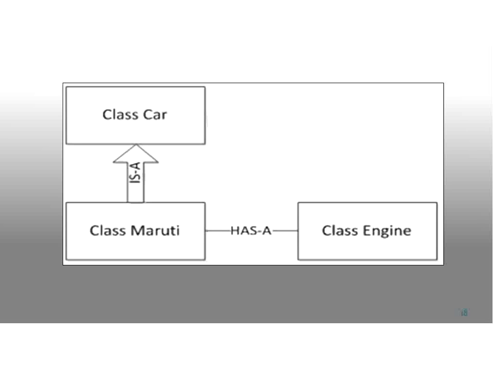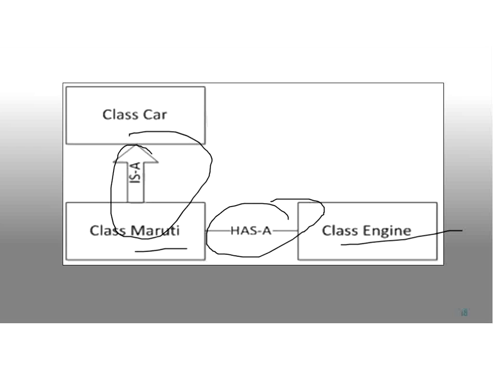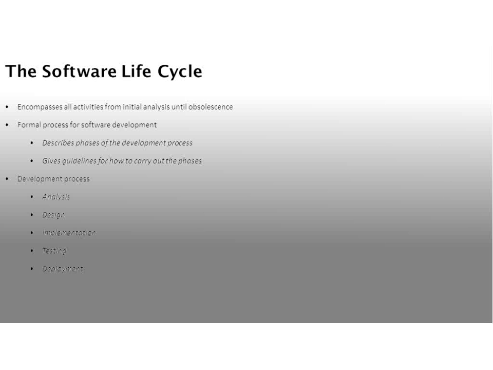Okay, it's clear. Let's move to the next slide. So we have two relationships, that is the is-a relationship and the has-a relationship. So between class Car and this child class Maruti, the relationship is the is-a relationship. And between these two classes, the relationship is the has-a relationship. So there are two types of relationships, is-a and has-a.